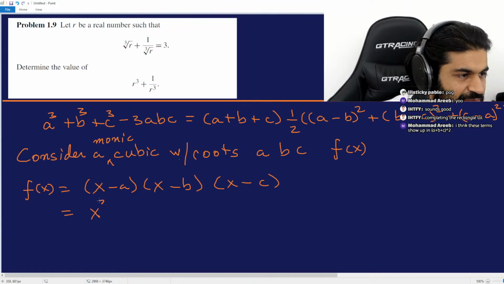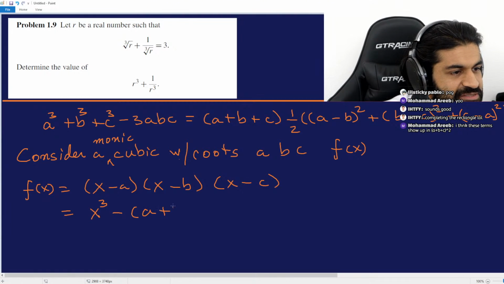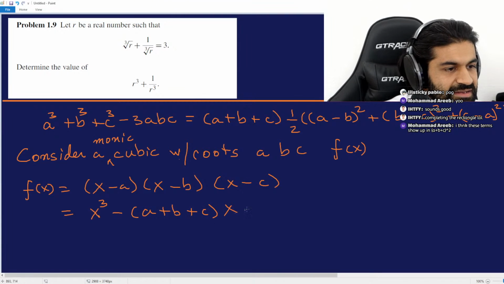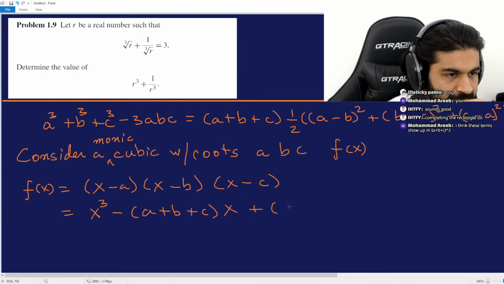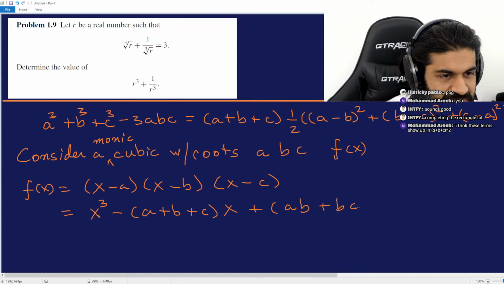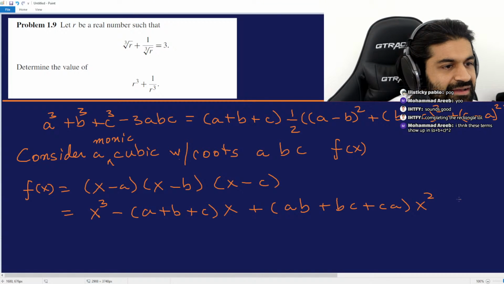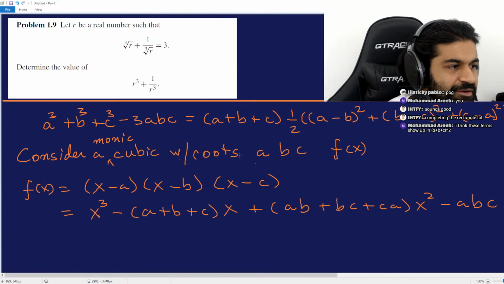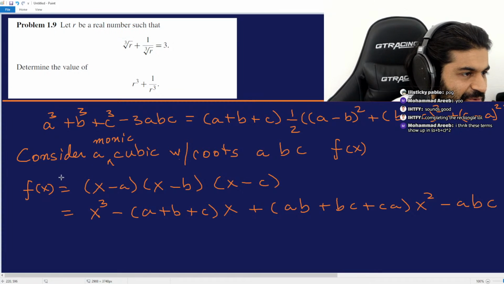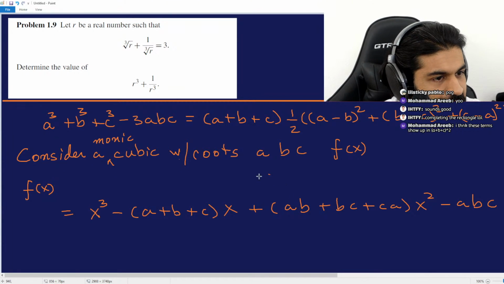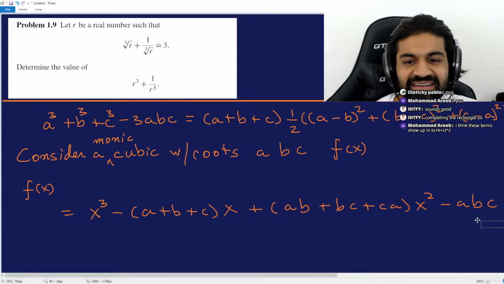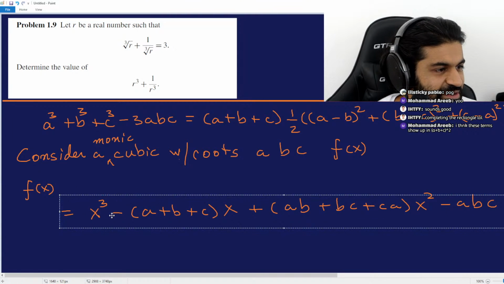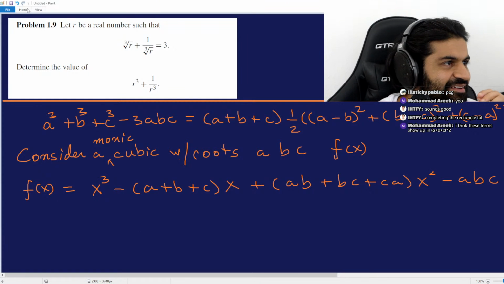You would get x cubed minus (a plus b plus c) times x squared, plus (ab plus bc plus ca) times x, minus abc, right? So this is what f of x is going to equal. I'm just going to write it up top. So this is going to be the cubic polynomial that has the aforementioned roots, the roots that we want or need. Okay, so far so good.